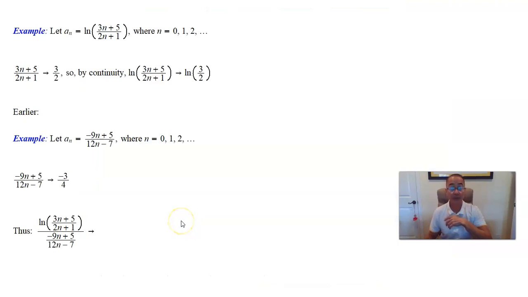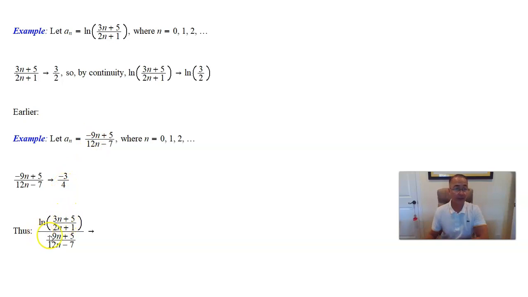Okay, well, 0 is a boring number and you can't divide by 0. So let's take these 2 examples. This is one of the last ones that we did, and we started out with this example at the beginning of the video. So for this ln, we know that the inside goes to 3/2. So the sequence with the ln converges to ln of 3/2. This sequence we know has limit -9/12 or -3/4.